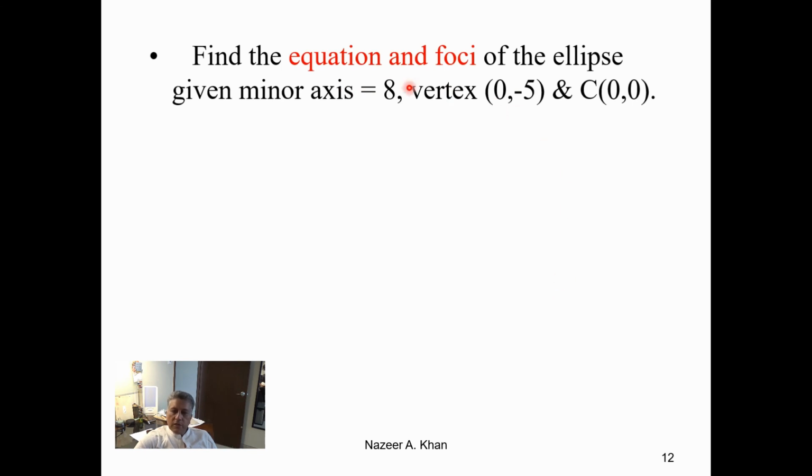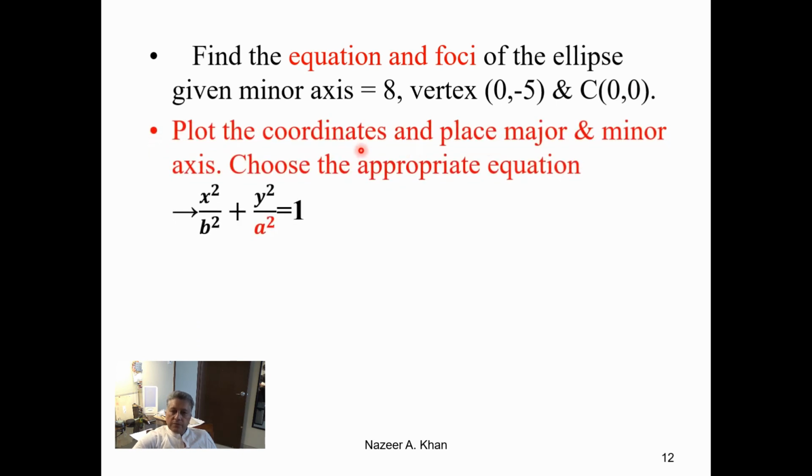Let's go to this particular equation. Find the equation and the foci of the ellipse given the minor axis. The length of the minor axis is this. So if we were to think of this as the length of the minor axis, that is the whole length, so from the center to the co-vertex, it will be half of that, which is 4. And of course, when we look at the vertex, they give you one of the points on the vertex, and then they tell you that the center of the ellipse is at the origin by this. Let's go and plot the coordinates.